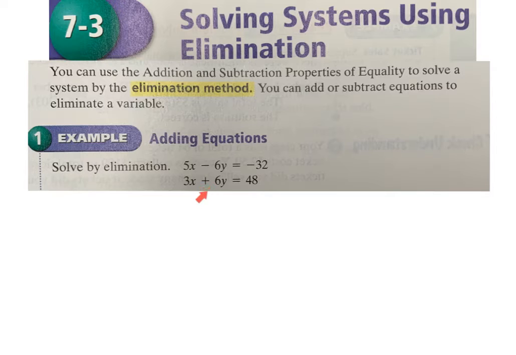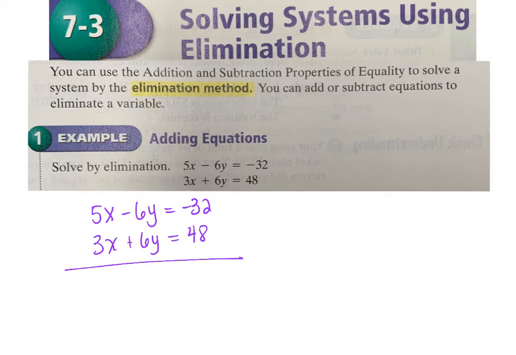Those will eliminate, so I can go straight to the addition process to do this elimination. This is what we do. We take those equations, 5x minus 6y equals negative 32, and 3x plus 6y equals 48, and we add them. Just add straight down. Line up your variables and add straight down.